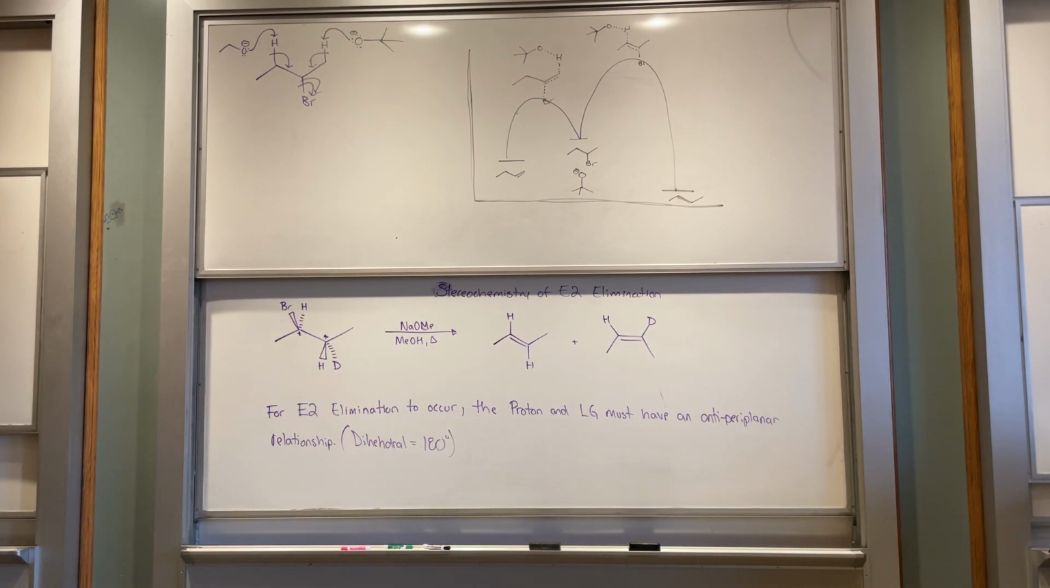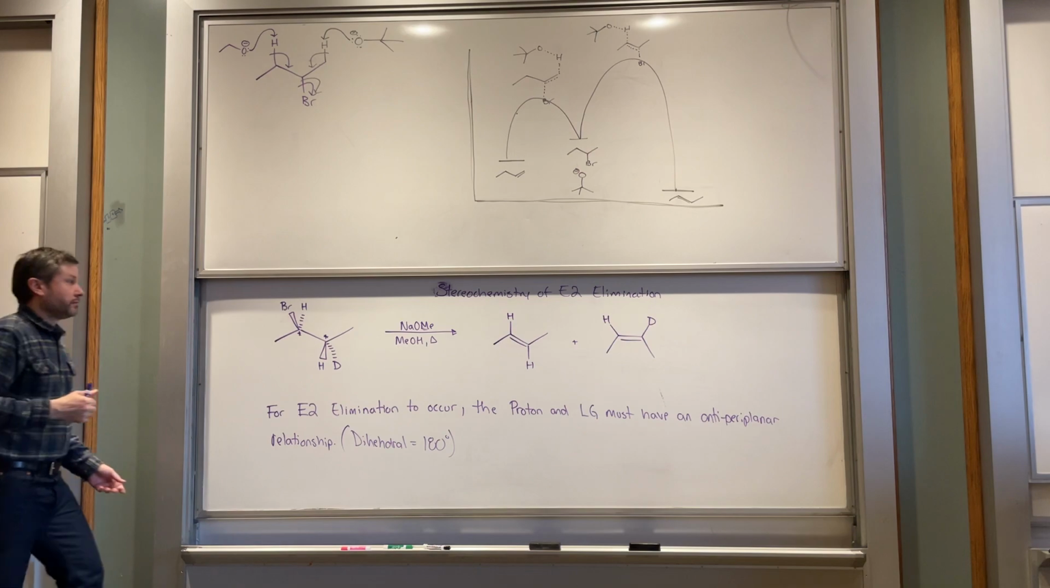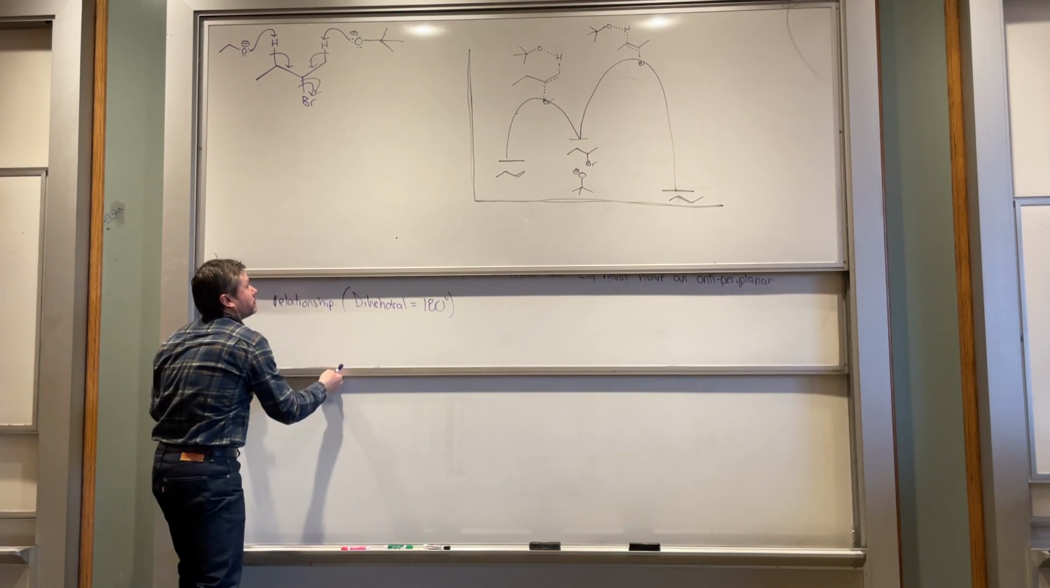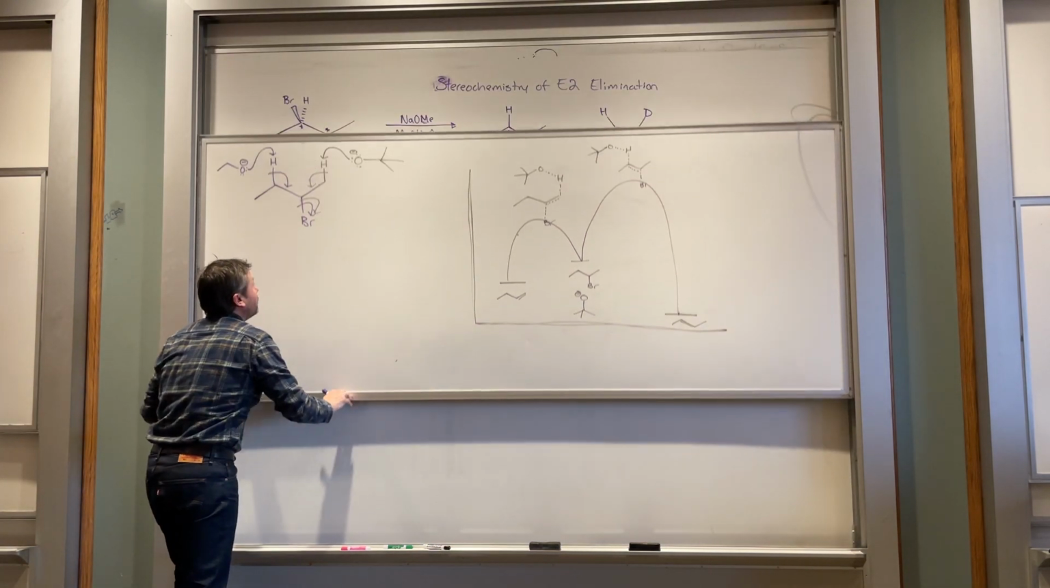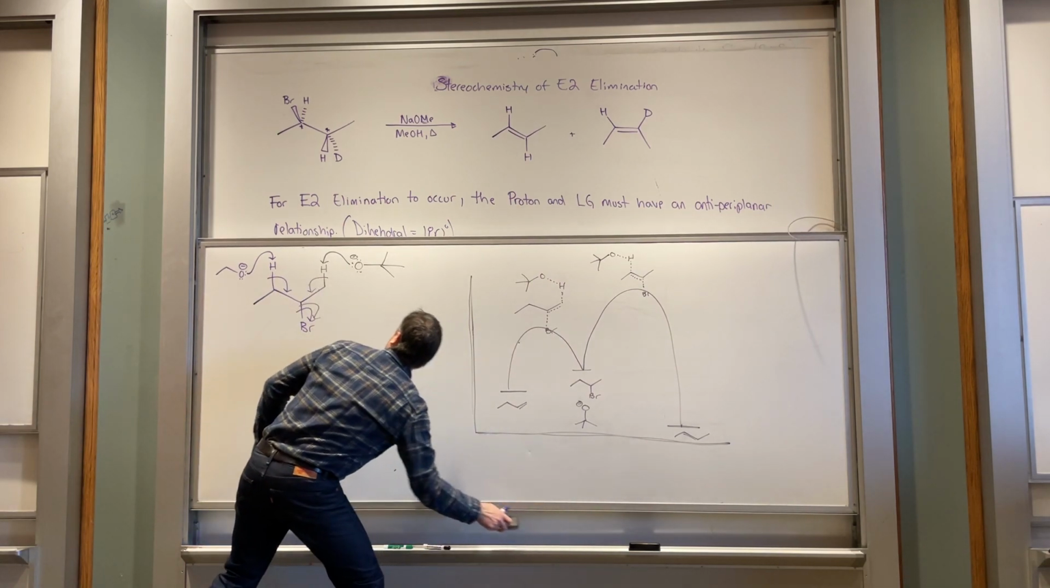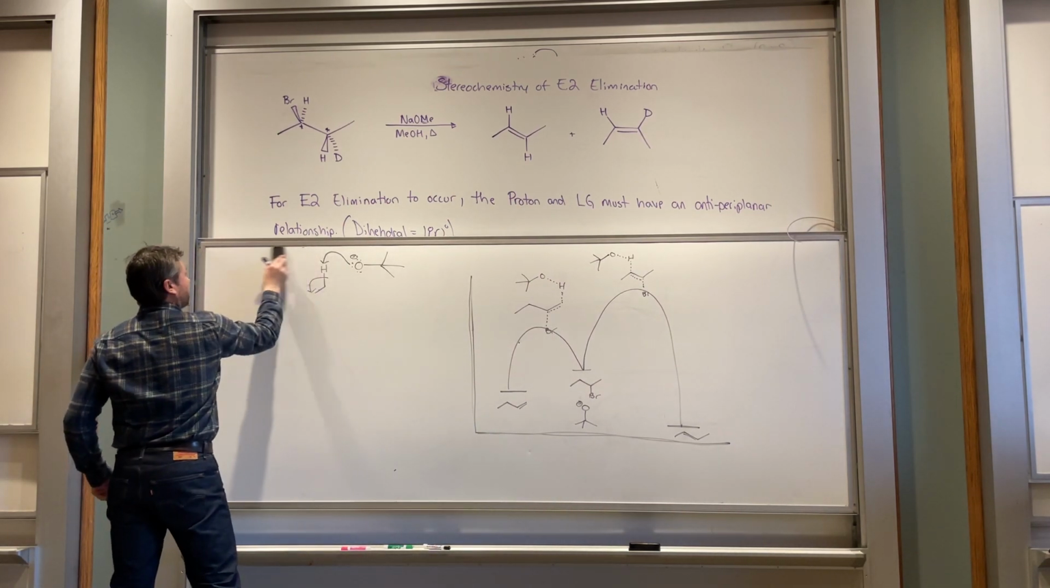So what this is ultimately illustrating is that for E2 elimination to take place, the proton and the leaving group have to have a very specific spatial relationship. They have to have an antiperiplanar relationship, where the dihedral angle is 180 degrees. There's a really good reason for that, and it has to do with orbitals.